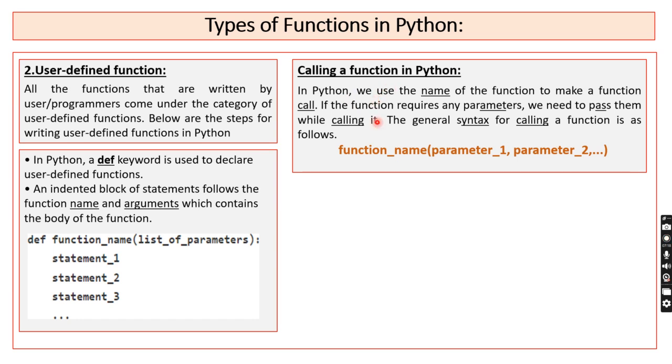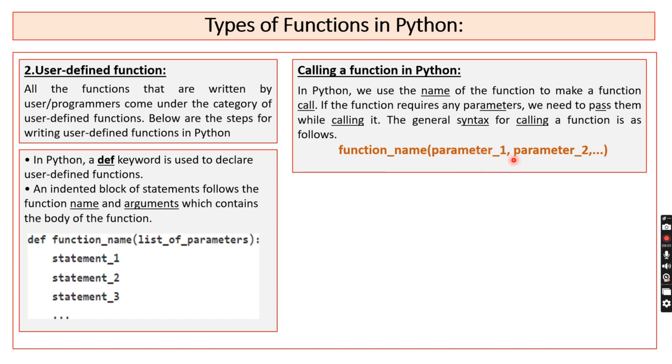Next, calling a function in Python. In Python, we use the name of the function to make a function call. If the function requires any parameters, we need to pass them while calling it. The general syntax for calling a function is as follows. When we want to execute the function, we have to call the function. The general syntax is: first the function name, that is the name of the function, next parameter 1, parameter 2, and so on. This is the parameter list. If we write the parameters, that is called an argument list or parameters list.